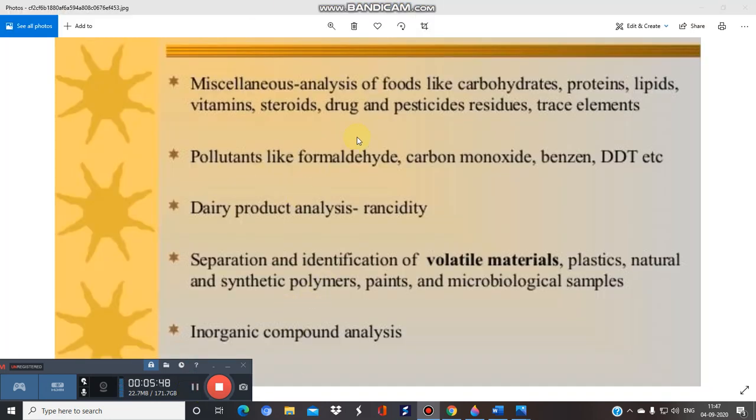So the pollutants like formaldehyde, carbon monoxide, benzene and DDT are well estimated by using gas chromatography. Analysis of foods like carbohydrates, protein, lipids, vitamins, steroids, drugs, pesticide residues and trace elements are also being quantified with gas chromatography. Yes, it is used for the separation and identification of volatile materials, natural and synthetic polymers, paints, microbiological samples.